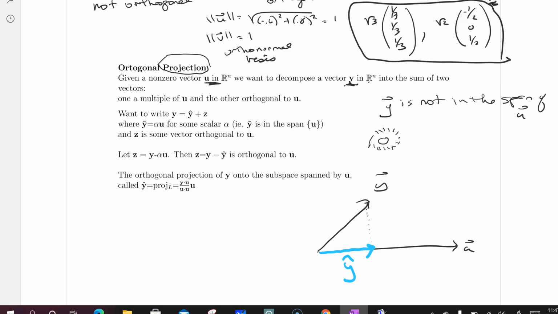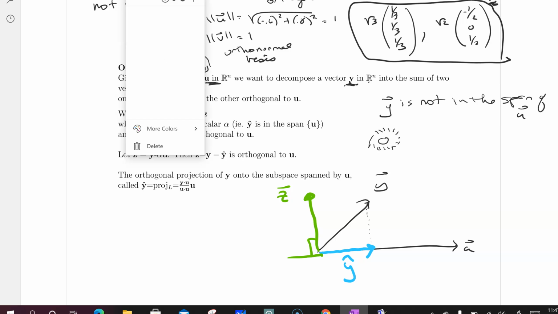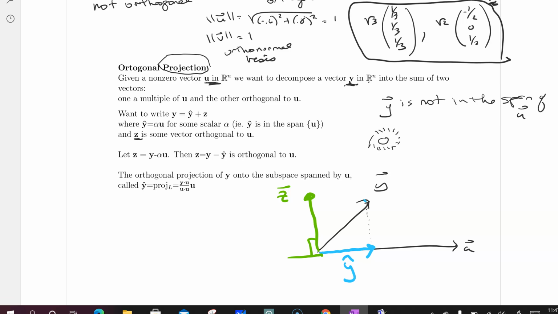So then what I'm going to do is find this new vector that's called z, and z will be the orthogonal vector. So let me see if I get another different color. This will be my vector z, and z is orthogonal to u. And how I find z is I take this vector y and this vector y hat, from here to here, right? I'm going to take this tip and put it here and subtract it and move it over here. So this is my y hat.